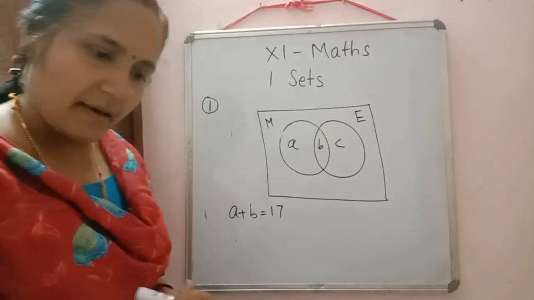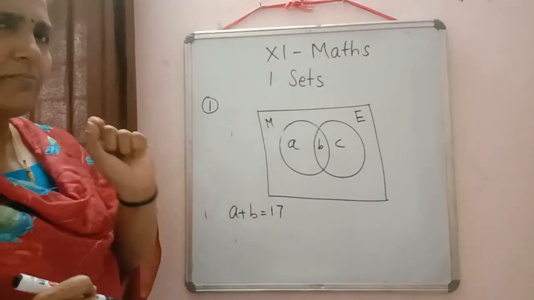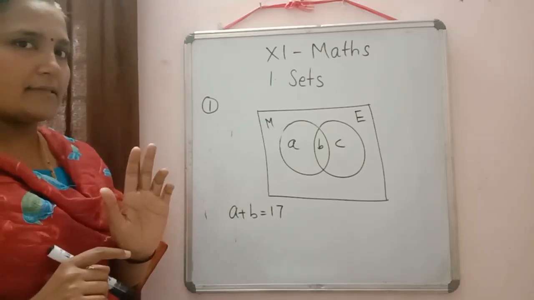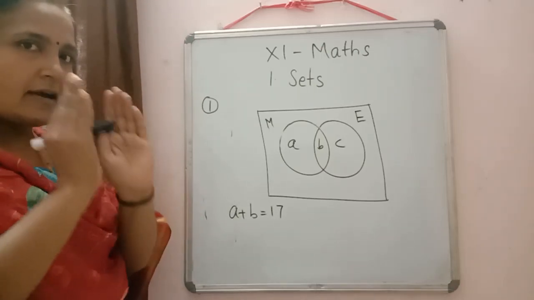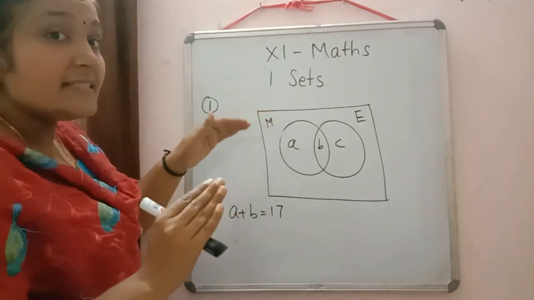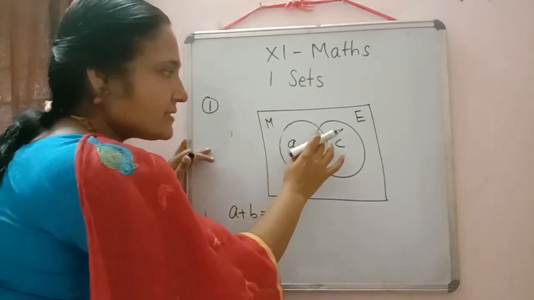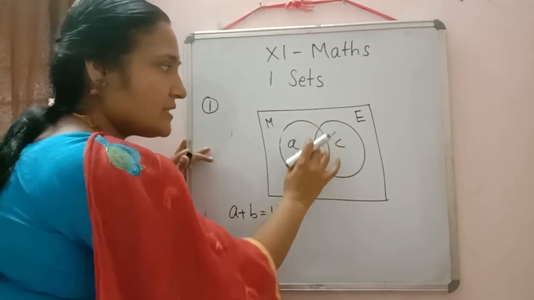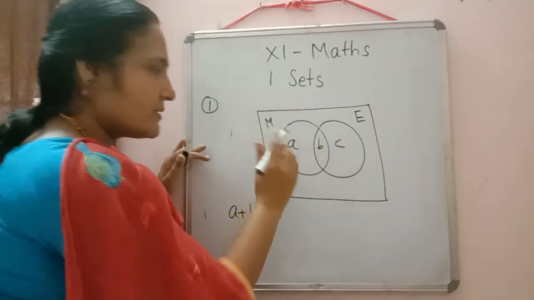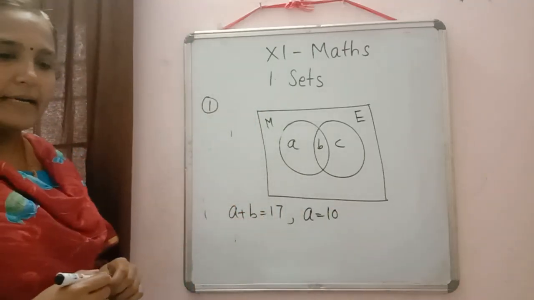Now, next information, 10 have taken mathematics but not economics. What do you mean by that? 10 have taken mathematics but not economics. Yes, meaning they have taken only mathematics. Only mathematics is represented by which region? Yes, it will be represented by the letter A, because here B represents the students who have taken both the subjects. So we don't want that, only mathematics. So how many students are there? 10. So we will write here A is equal to 10.